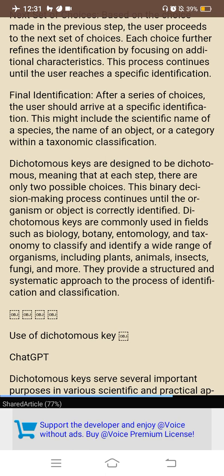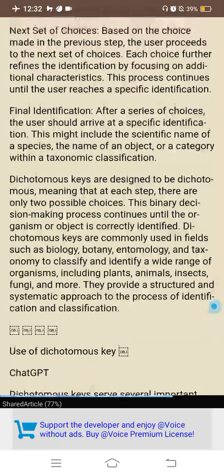Dichotomous keys are designed to be dichotomous, meaning that at each step there are only two possible choices. This binary decision-making process continues until the organism or object is correctly identified. Dichotomous keys are commonly used in fields such as biology, botany, entomology in particular, and taxonomy to classify and identify a wide range of organisms, including plants, animals, insects, fungi, and more. They provide a structured and systematic approach in the process of identification and classification.